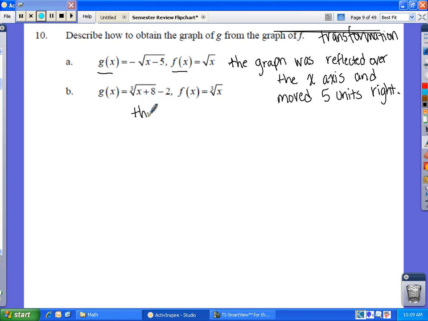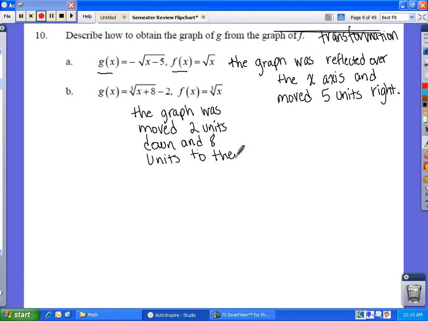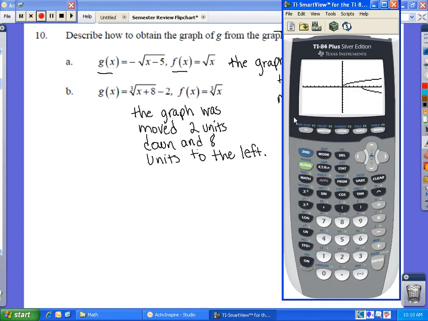So in this case, the graph is moved two units down and 8 units to the left. Okay, and you could verify that by plugging them both into y equals and seeing that effect.